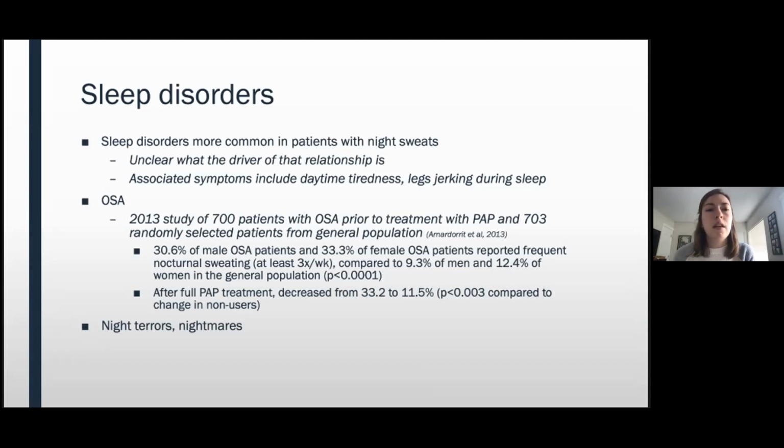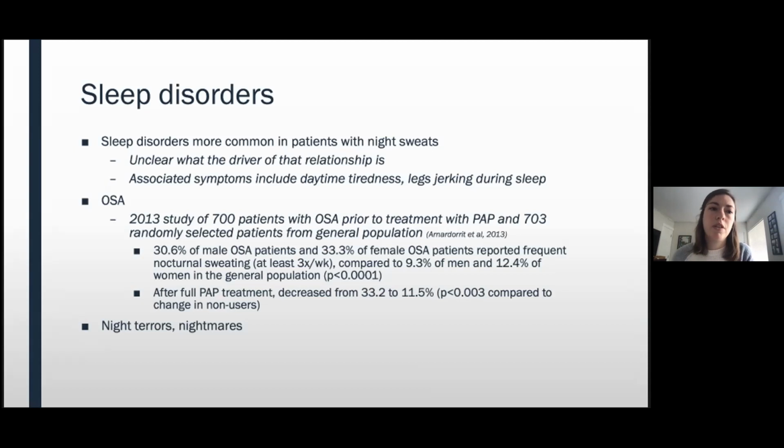And then the main sleep disorder that has been shown to be related to night sweats is sleep apnea. There was a 2013 study of 700 patients with sleep apnea who hadn't yet received any kind of positive pressure treatment, and they compared it to 700 patients in the general population. Prior to getting any treatment, about 30% of the sleep apnea patients reported frequent nocturnal sweating at least 3 times per week, compared to about 10% of the general population. And that was a very statistically significant result.